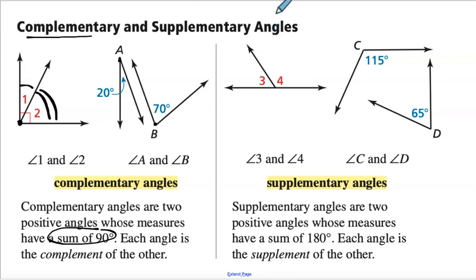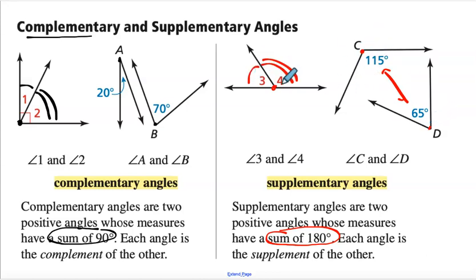And then on the flip side, we have supplementary angles. These are two angles that have a sum of 180 degrees. And again, they can share a common vertex. They could be adjacent to one another, right next to each other, like these are. Angle 3 and angle 4 together add up to 180. Or supplementary angles can be two separate angles. They don't have to share the same vertex, but the sum of these two angles still makes 180, so they are considered supplementary angles. So in this case, angle C and angle D are supplementary.